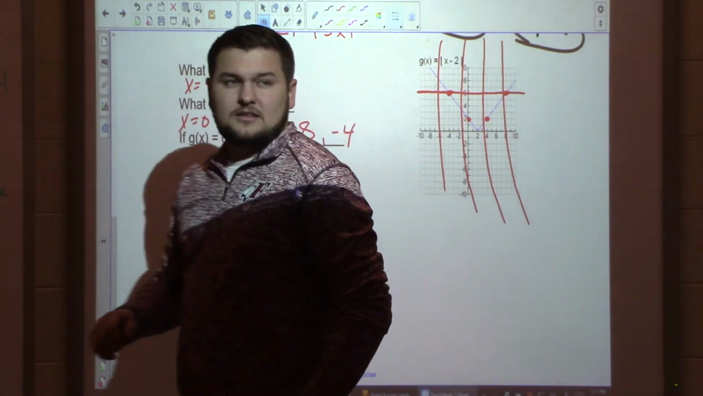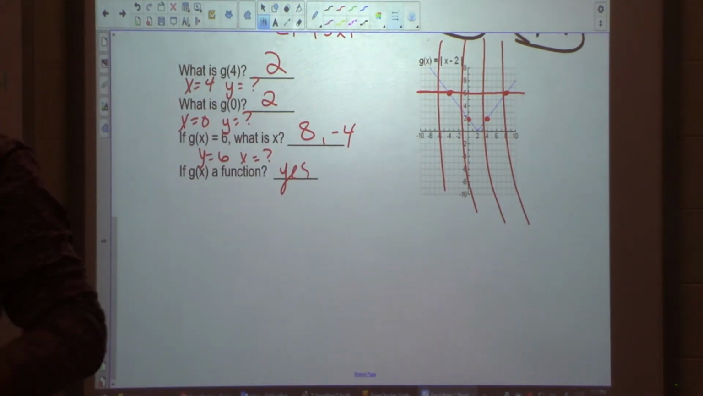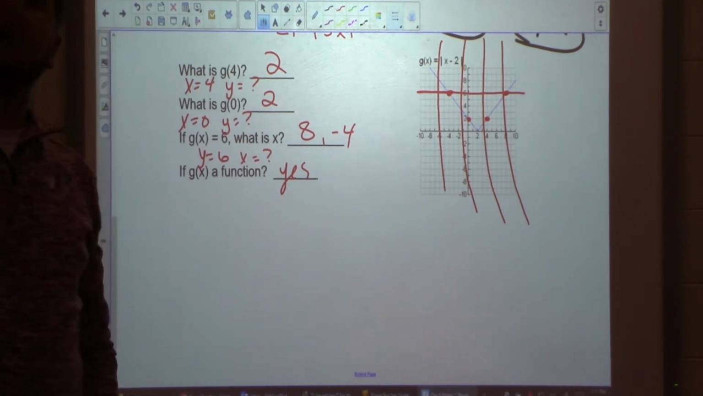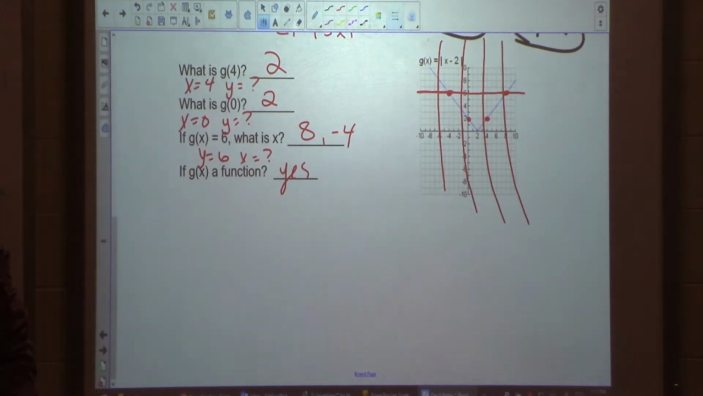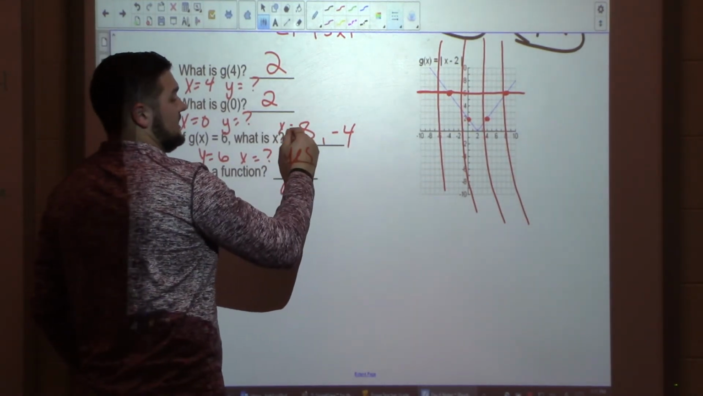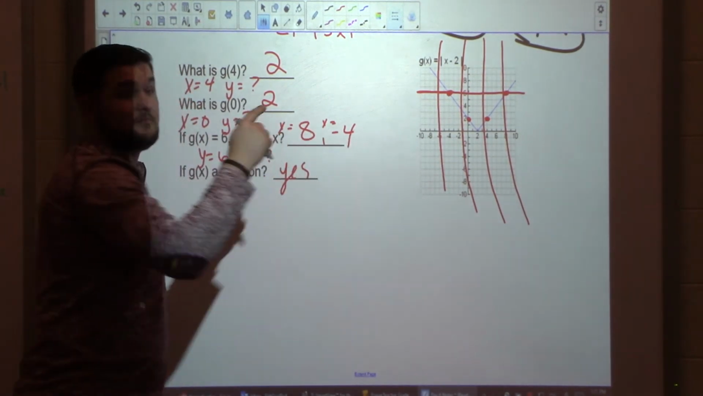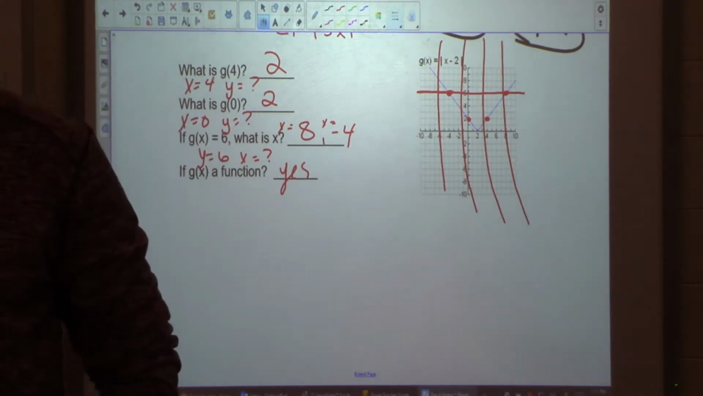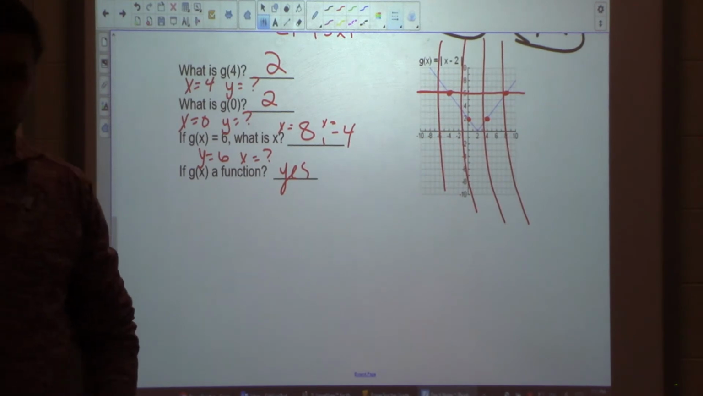Mr. Reed, didn't you say there can't be two answers? There can't be one x value that goes to two y's. We can have different x values, right? Like x equals 8 and x equals -4. They can both equal the same y. We can't have it the other way around. Two y's equal x. Exactly.